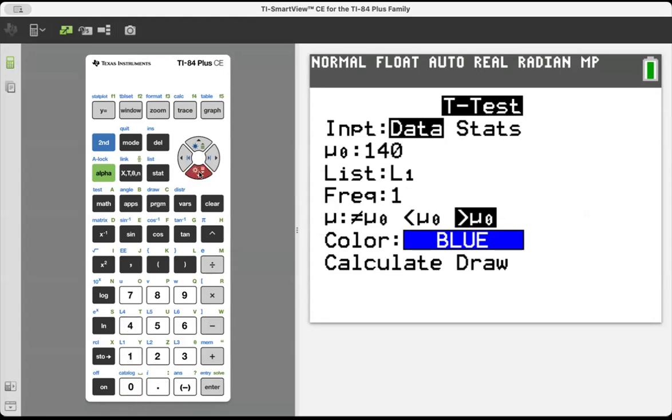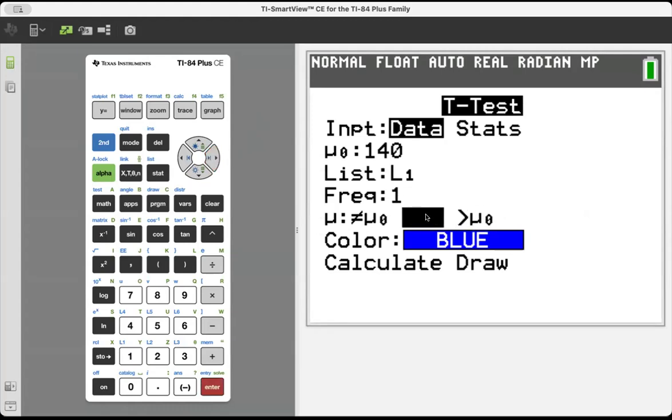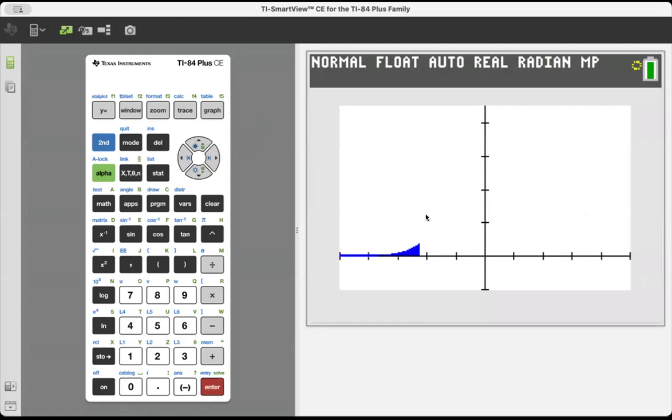L1, and you can keep frequency as 1. The test is a test on the left-hand side, so we choose less than mu sub 0. That's the alternative hypothesis, that mu is less than 140, less than mu sub 0. And I can calculate it or draw it. I'm going to draw it this time. I do like the way that looks.